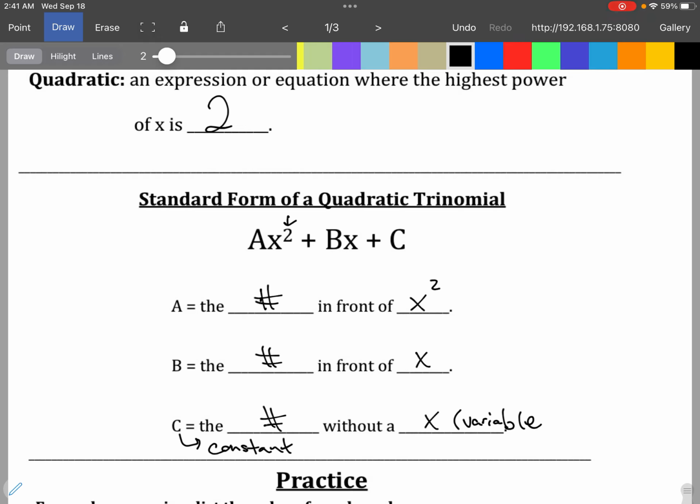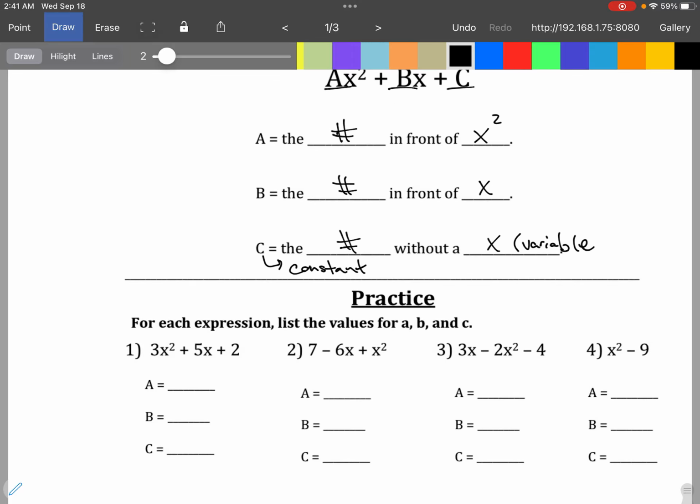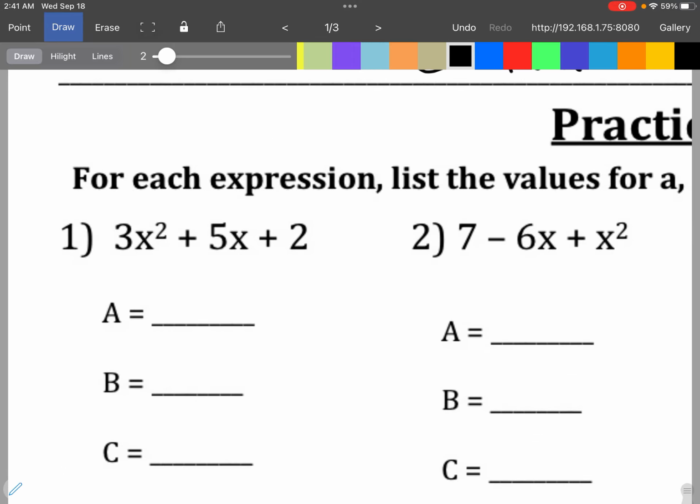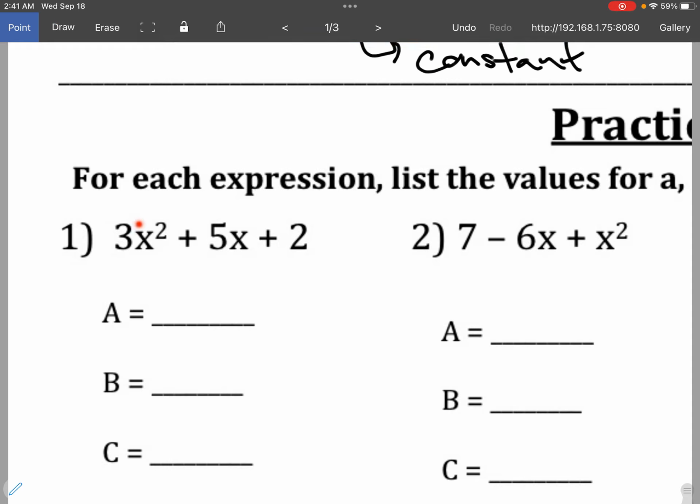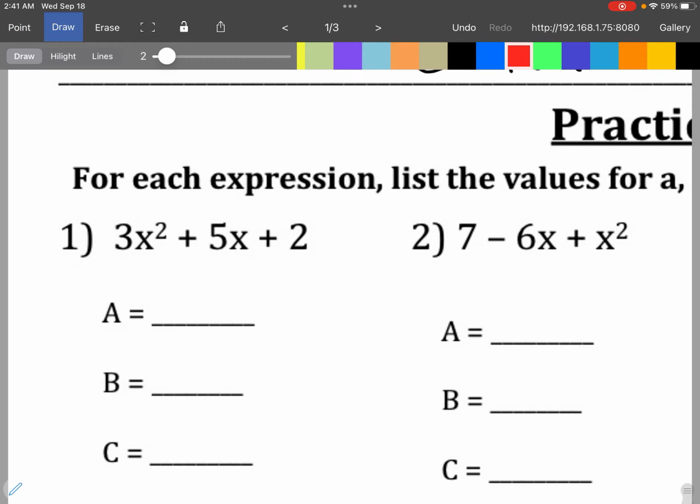The first skill that you'll have to learn is identifying A, B, and C, and of course making sure everything is written in standard form. Right now we're looking at number 1. First thing we want to answer: is it written in standard form, meaning, do we go from highest exponent to lowest exponent? In this case, yes. So we can identify A as 3, B as positive 5, and C as positive 2.